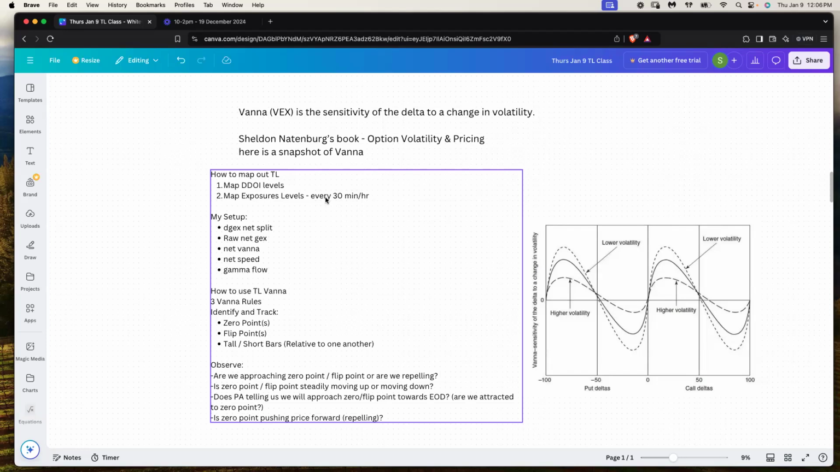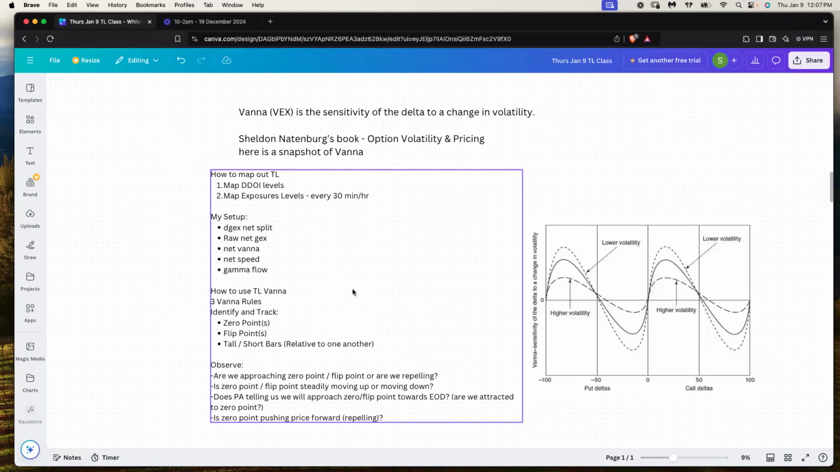And how do I track this? I could track it by literally taking notes on a notepad, or taking screenshots and dropping them into this whiteboard that you see here. Then I'll show you my setup, but basically these are the exposures. I keep it simple. It's DGEX, a net split, and we have the raw net GEX, net Vanna, net speed, and then gamma flow.